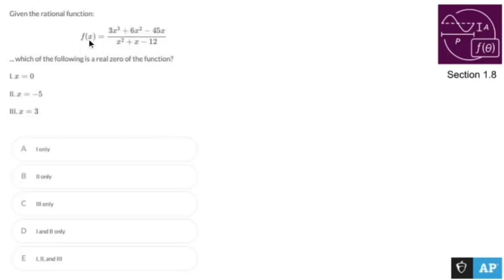Given the rational function f of x equals blah-de-blah over blah-de-blah, which of the following is a real zero of the function? So whenever you're being asked to find the zeros of a rational function, you only care about the numerator being set equal to 0. So let's take 3x cubed plus 6x squared minus 45x and set that equal to 0.